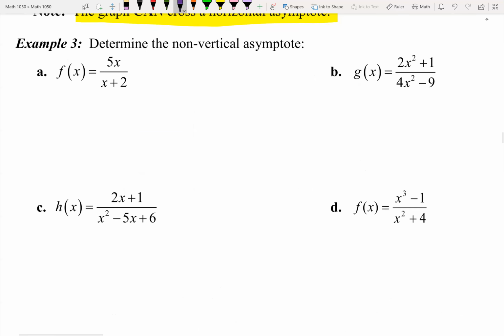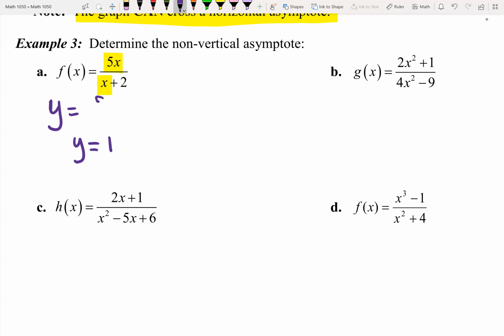Okay, here we go. Determine the non-vertical asymptote. I want everybody to go y equals. The biggest exponent on the top is a 1 and the biggest exponent on the bottom is a 1. Now, this was not a good problem last semester. My students said that the answer was y equals 1. Many of my students. It's not y equals 1. Can anybody tell me what that is?